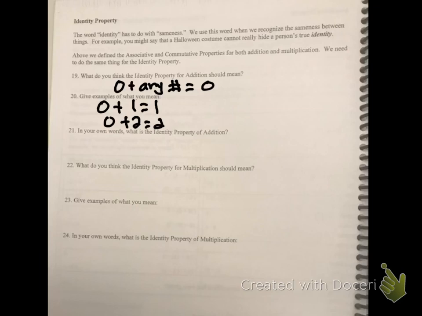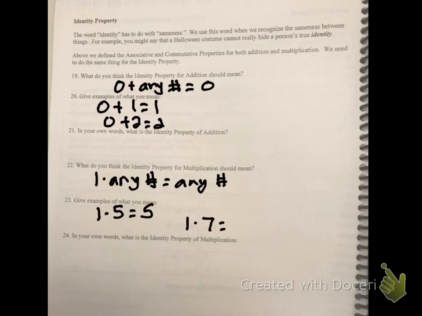So for number 22, the identity property for multiplication should be 1 times any number gives you any number. So we can give a few examples. So if we have 1 times 5, we get 5. If we have 1 times 7, we get 7. It always stays the same. So in your own words, explain what the identity property of multiplication is.